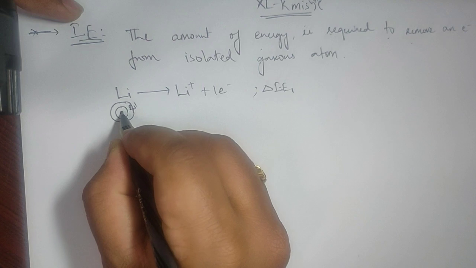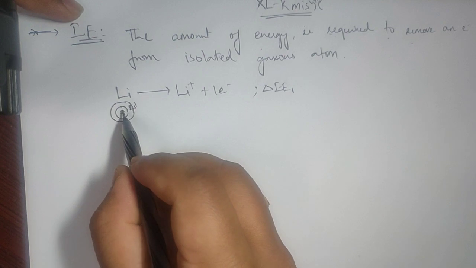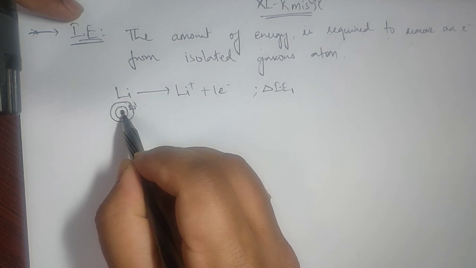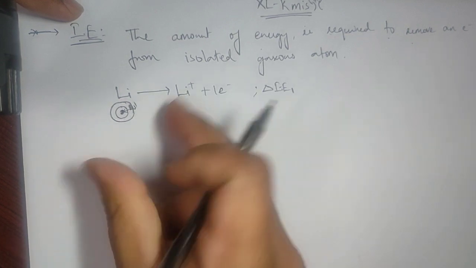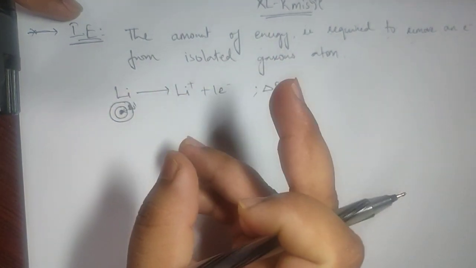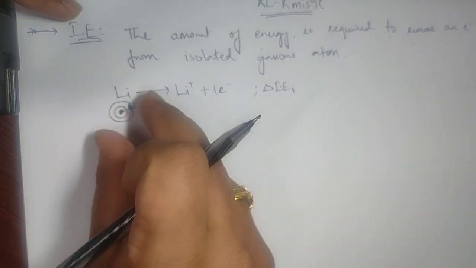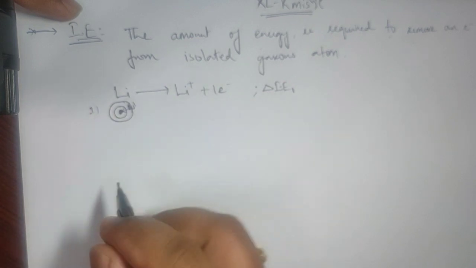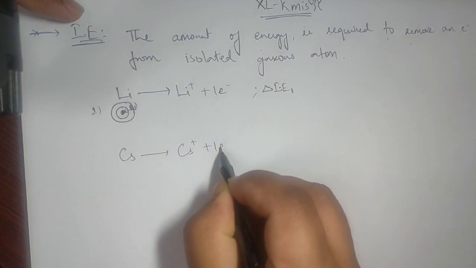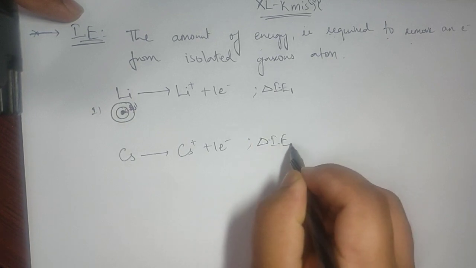When we remove this, see, today's class is mostly about the force of attraction, so try to understand the term force of attraction between the nucleus and the valence electron. Between this nucleus and this valence electron, there is a force of attraction. As already said, many consequences will be observed because of this force of attraction only. So let me say case 1 is lithium, and as usual case 2 is cesium, the largest atom. Here also the energy change is termed as ionization energy 1.